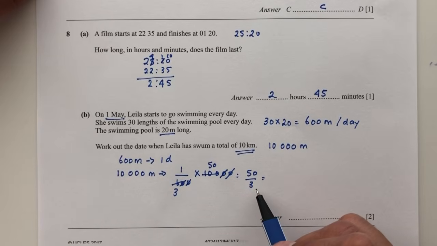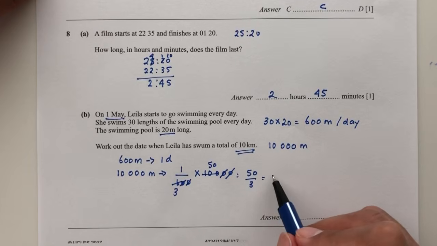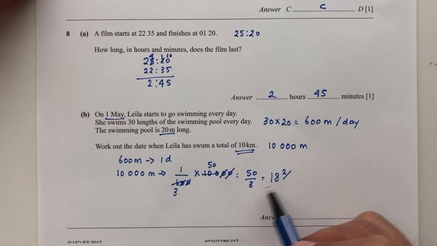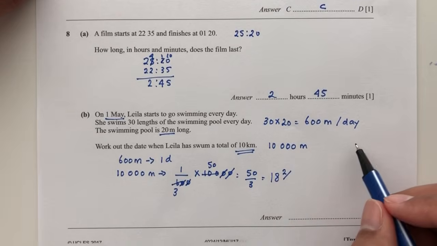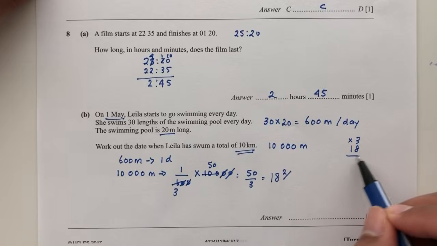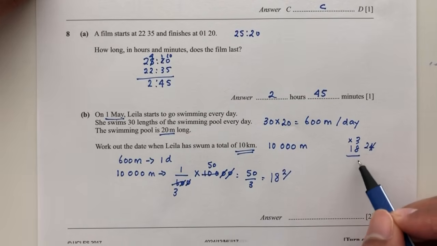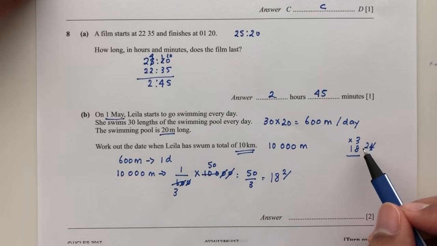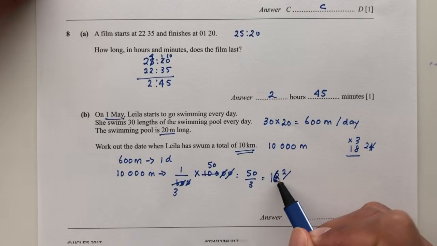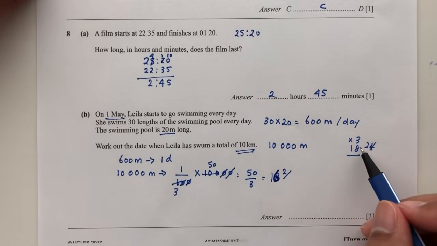So 3 times 18, that'll be 48. Wait, let's try. So 3 times 18, I don't think it's 48. That'll be 54 actually, my mistake. So it's not good. 3 times 16, yeah, 16. That's the only possible one for it to be 48.